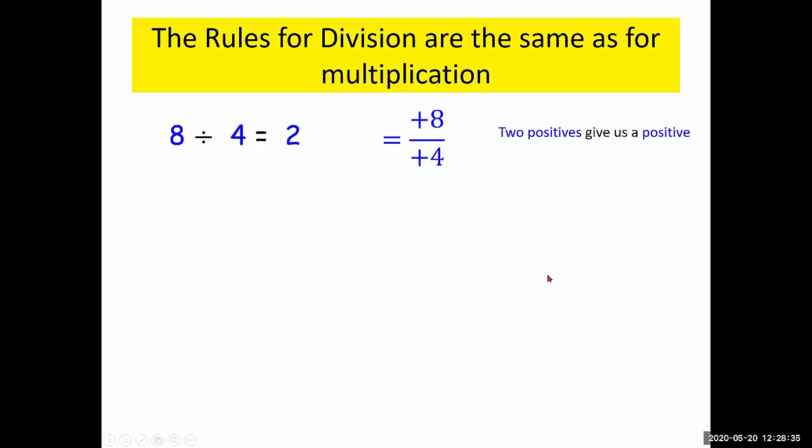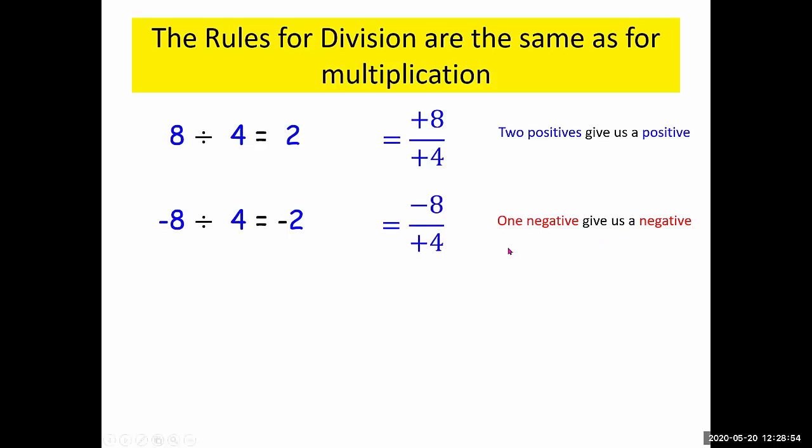Right, let's just try the next bit now. I'm going to take a negative 8 and divide it by a positive 4. And as it turns out, it's going to be a minus 2. Let's just see what that means in reality. I've got a negative 8 divided by a positive 4.